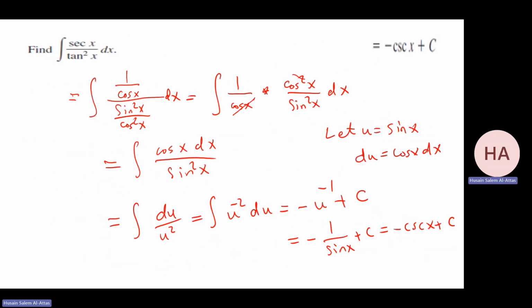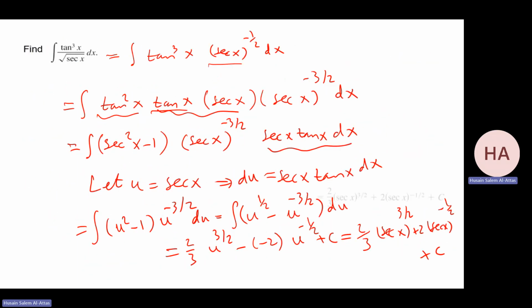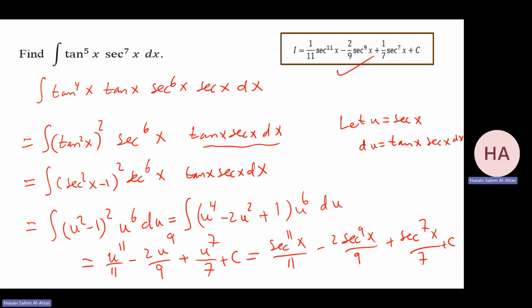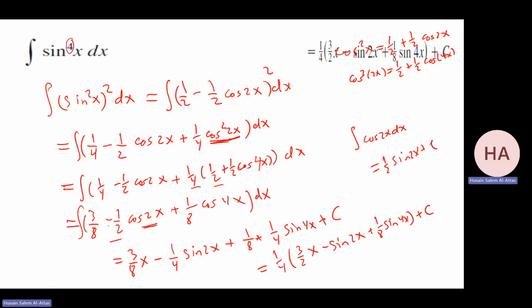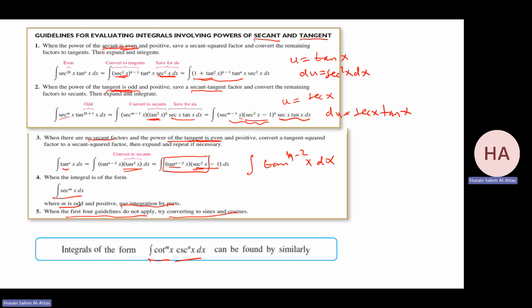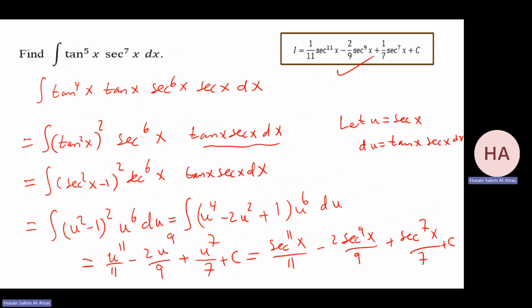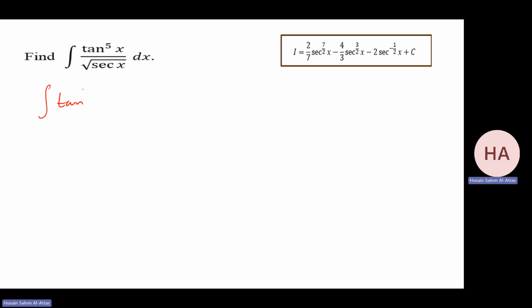Tan⁵ over the square root of secant. Yeah, almost the same idea as this one. Let me do it again, no problem. I have tan⁵, so it's an odd power of tangent. We have an odd power of tangent, so I need to save secant tan. So tan, I get it from there. It will be tan⁴ secant x tan x.